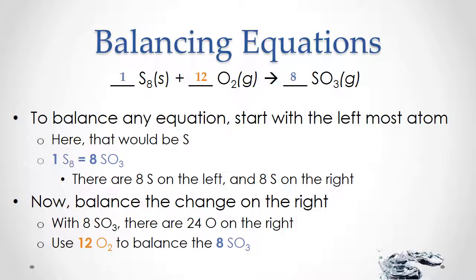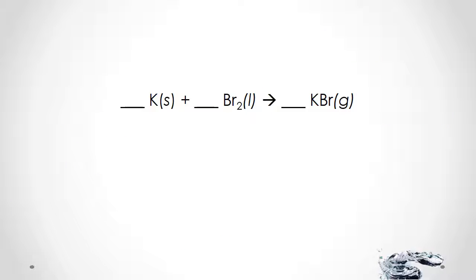And while it might seem a little crazy the way I did it, this is going to be the way that works out best to balance your equations. So let's go ahead and try another example. Potassium plus Br2 goes to potassium bromide, KBr. Well, if I have one potassium on the left, I can have one potassium on the right. And if I have one potassium on the right, that means I'm going to have one bromine on the right. In order to have one bromine on the left, I have to have half of a Br2 because bromine is diatomic. But there's a problem.